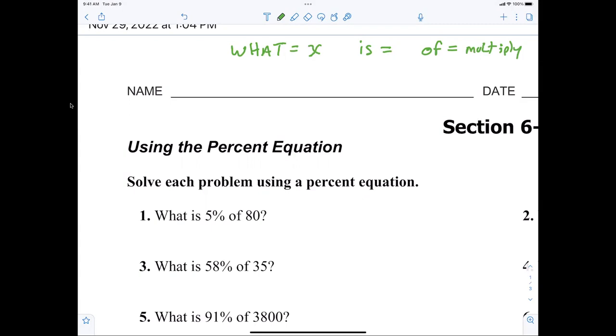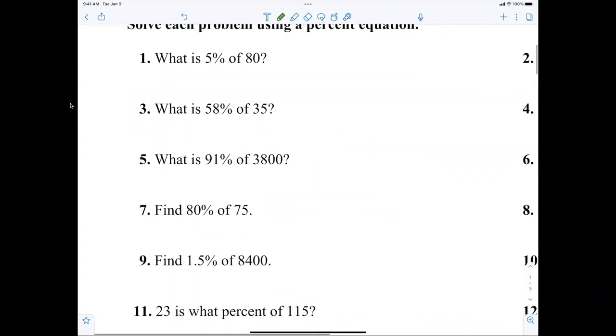So I want to just go down the page, starting with number 1. What? So that translates to the variable X. Is in math means what? Equals. 5%. How do I write 5%? 0.5. Close. 0.05. Of in math means what? So I'm multiplying 0.05 times 80. That's how simple this is.